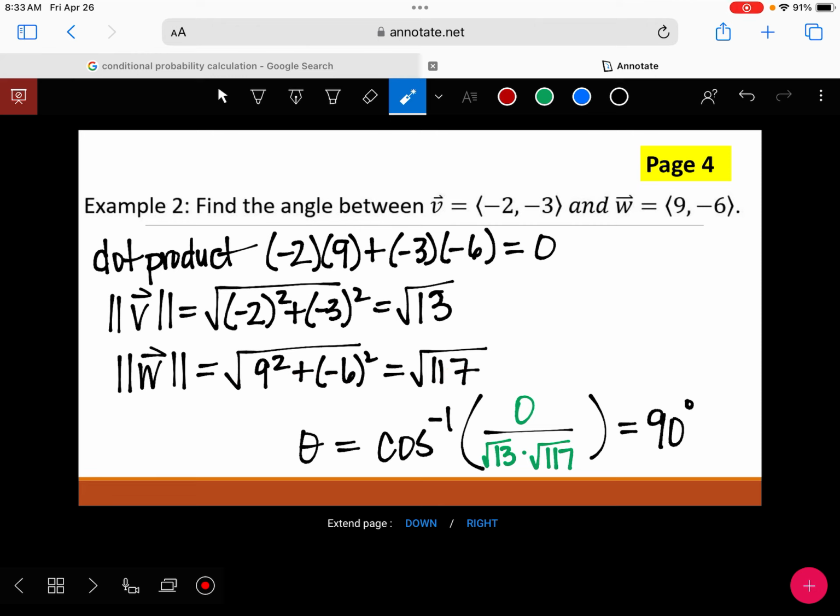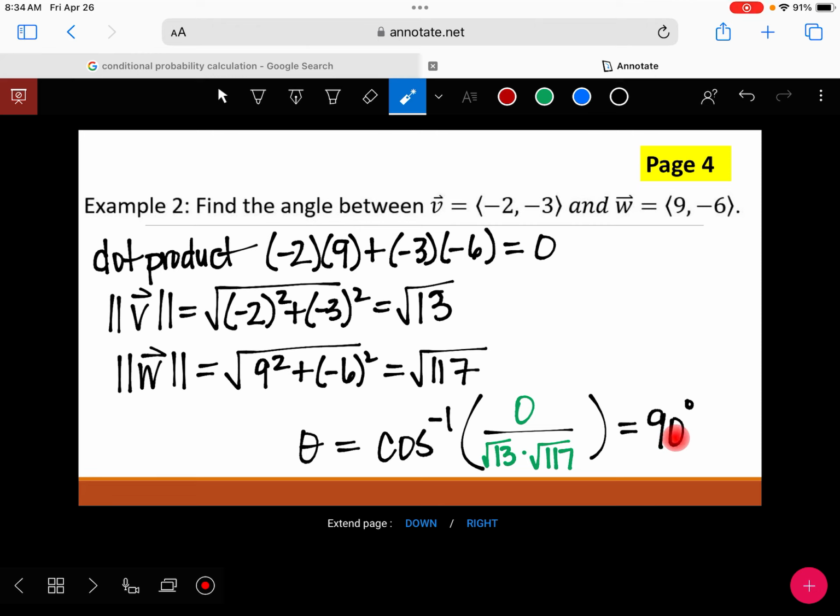So here's the thing though. When you get a dot product of zero, you can really stop right there. Because zero divided by anything is going to be what? Zero. Anytime your dot product is zero, your angle will automatically be 90 degrees.